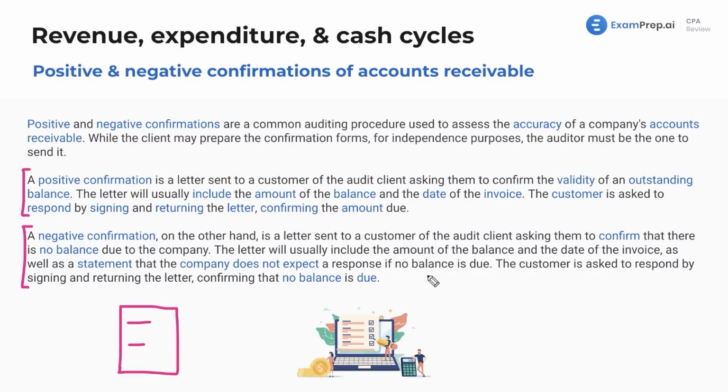So you see the issues here, the intricacies. This is the pros and cons, the cost-benefit analysis of how much work you should do in order to conduct your auditing procedures. It just depends on how much work you're willing to put in. The customer is asked to respond by signing and returning the letter confirming that no balance is due.